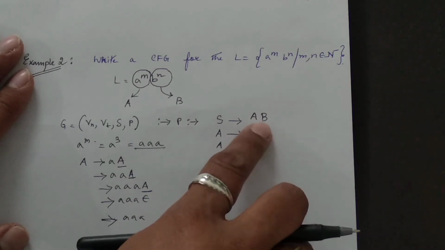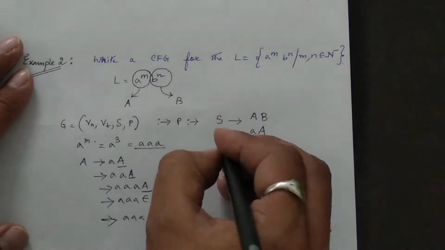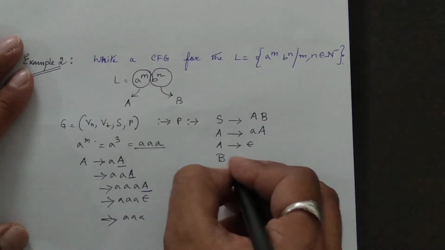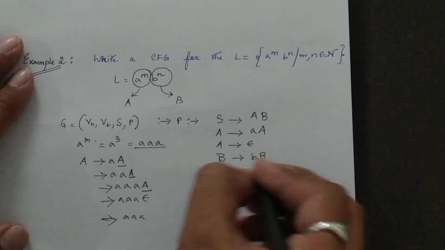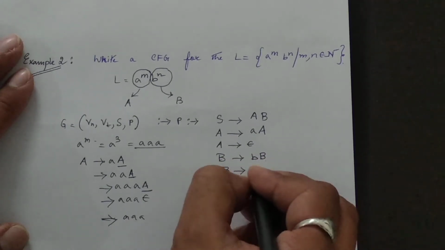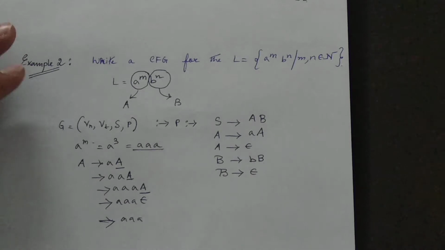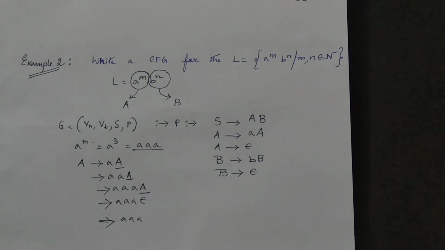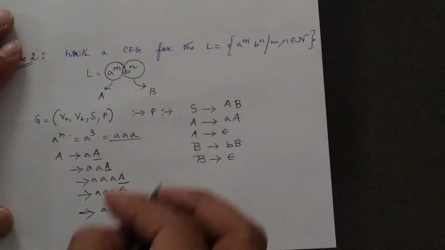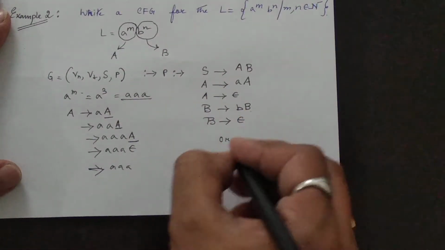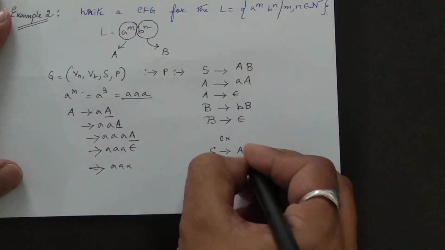Now I will be requiring it for B. As you have understood for A, similarly for B it will be B tends to bB, and again, for halting, you can also write B tends to epsilon. Okay. So this is how you are going to find out the production. And yes, I can also write it like this. S tends to AB.